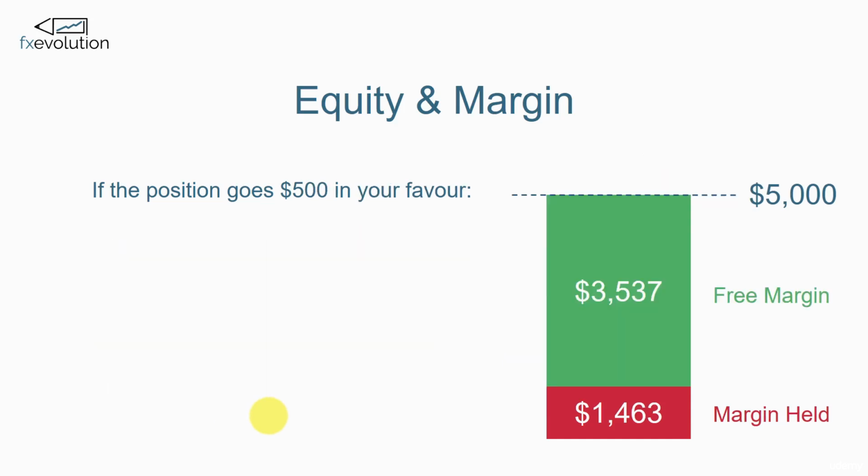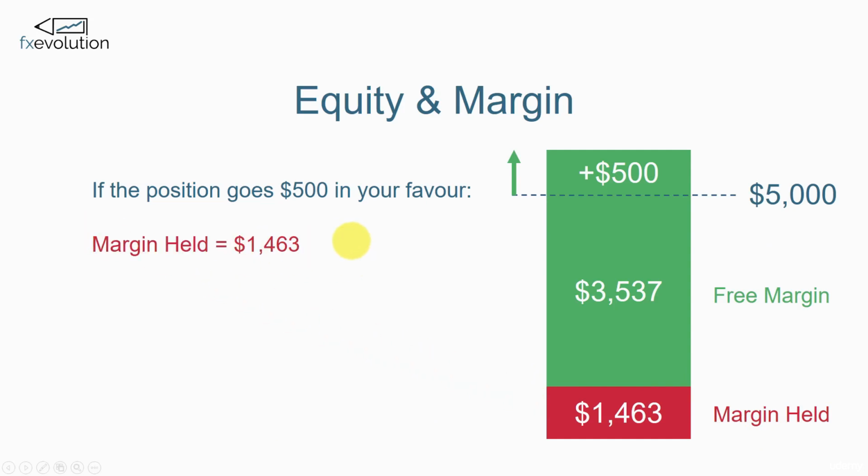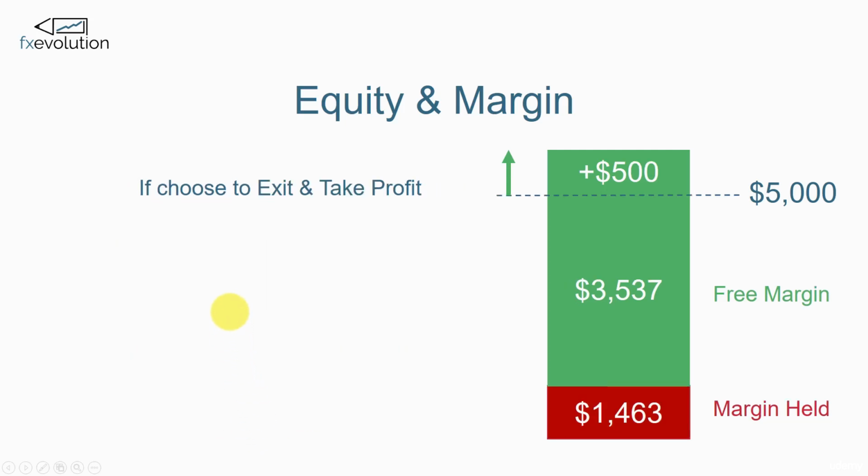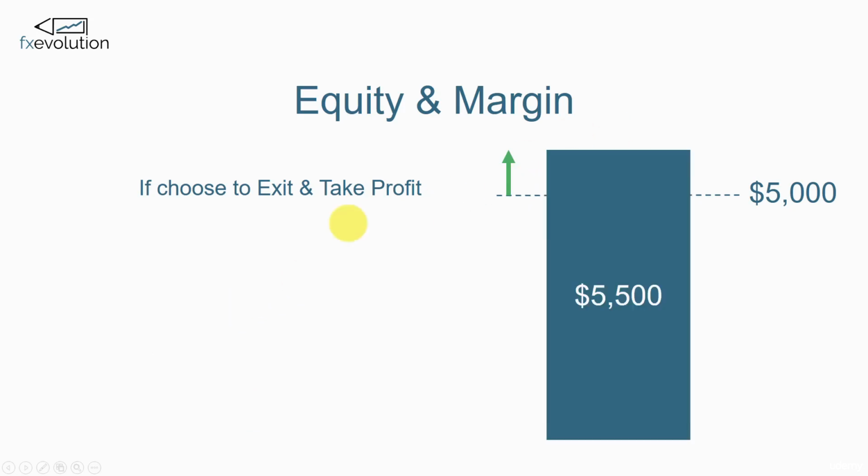Now let's take a quick look at if the trade goes in our favor, let's say $500. Our margin held will remain the same. However, our free margin this time can be calculated by taking the initial amount and then plussing $500, which would mean that we have $4,037 of free margin currently. It would also mean that if we close the position at this time, we would get $5,500, so a profit of $500 US dollars. So if we chose to take the profit, we'd have $5,500 in our bank account.